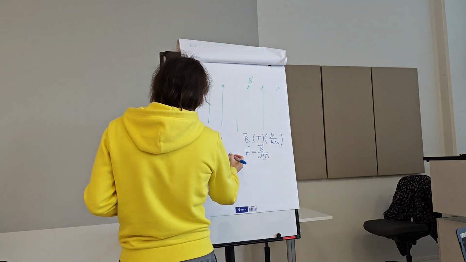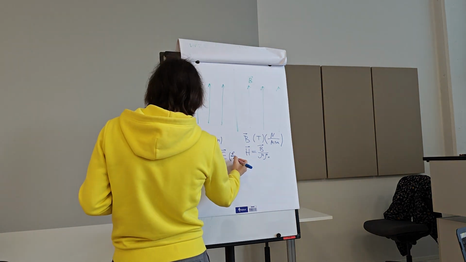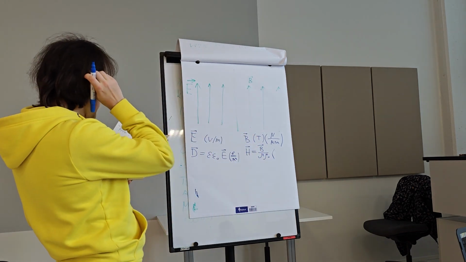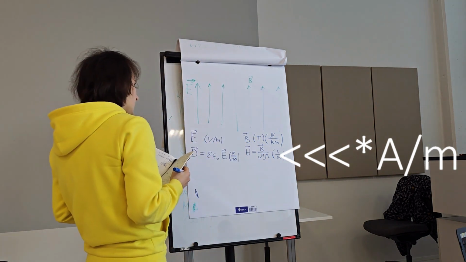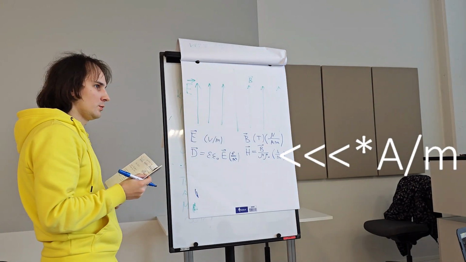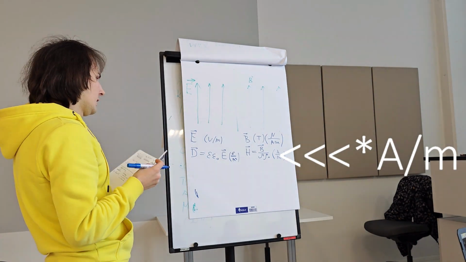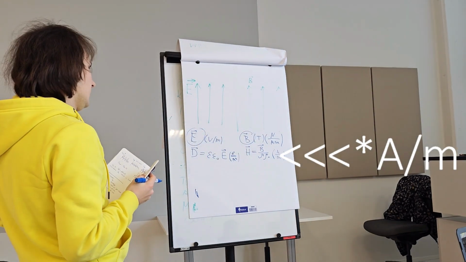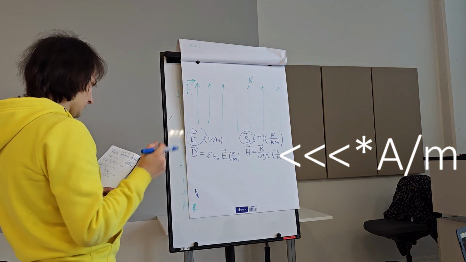The dimensions of electric displacement vector is Coulomb by square meter, and dimensions of magnetic field strength vector is ampere divided by meter. This is actually all vectors or quantities which are important for description of the magnetic field. But at the same time, these E and B remain, let's say, the main vectors, and these ones are just to help.